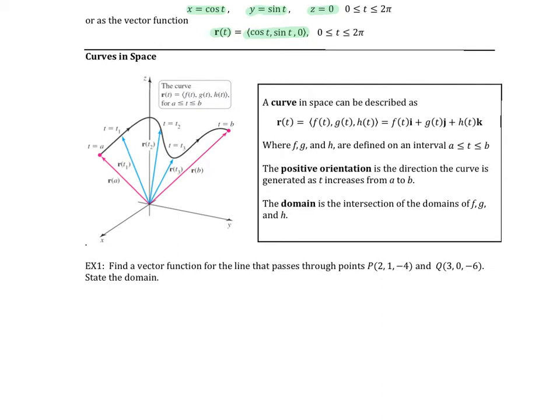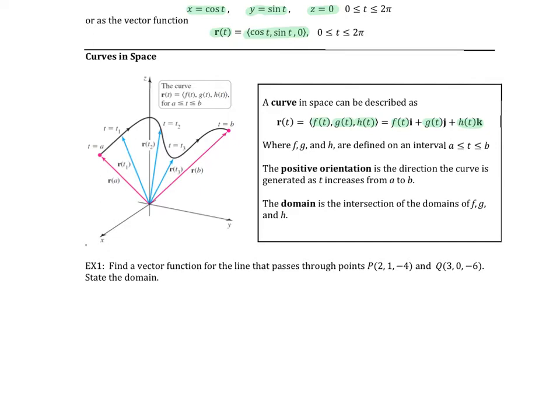Now we were using x, y, and z previously, but that's just variables. We can also use f, g, and h. Since this is a vector function, that means each component is also a function of t. Or we can write it in terms of the unit vectors i, j, and k.